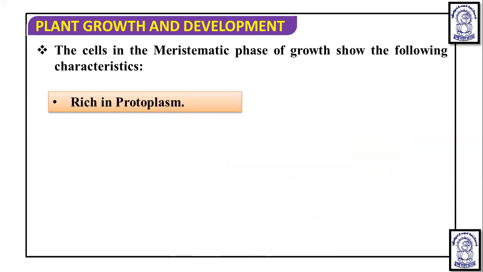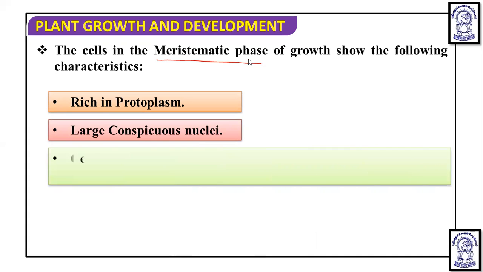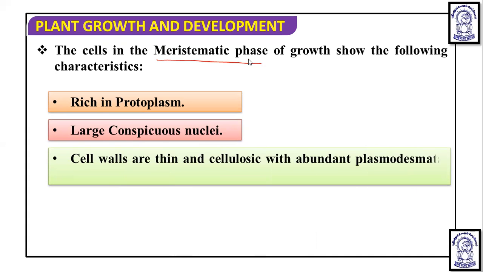The characteristic of the meristematic phase of growth is that it consists of constantly dividing cells, both at the shoot and root apex, as we have seen. The cells of this region are rich in protoplasm, and they possess a large, conspicuous, that is visible, nucleus. The cells of this meristematic phase are thin and cellulosic, with an abundant thin cellulosic cell wall, which is found with abundant plasmodesmatal connections.